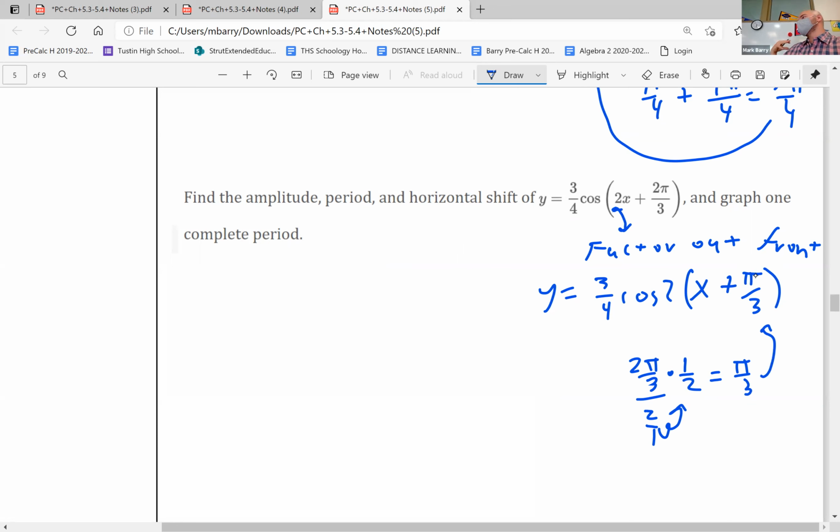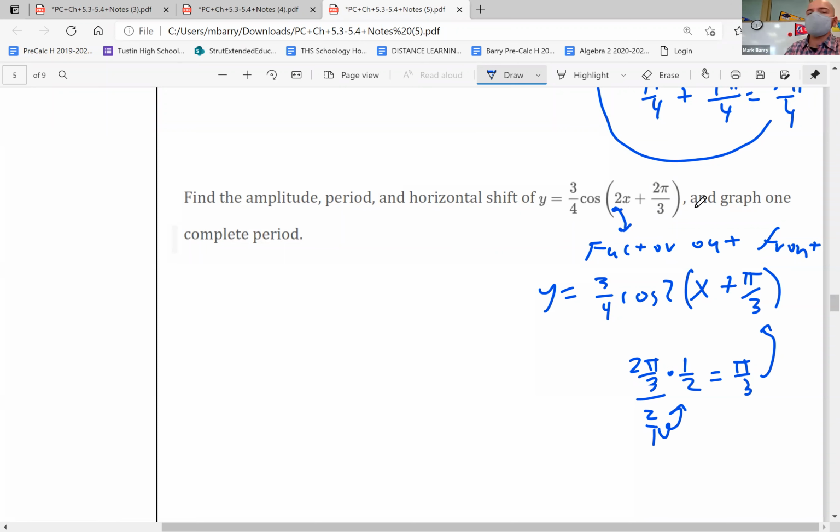Since we just did reverse distributive property, a lot of times you can check this step in your head really quick by doing distributive property. So look at this. If I distribute that 2 back in, 2 times x, isn't that 2x? Yes. And then 2 times pi over 3, is that 2 pi over 3? Yes.